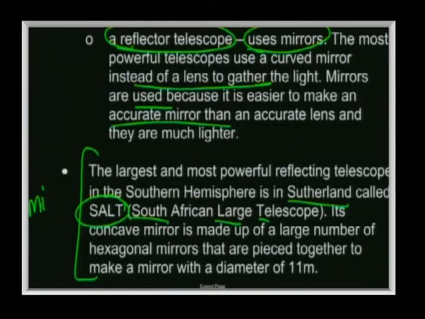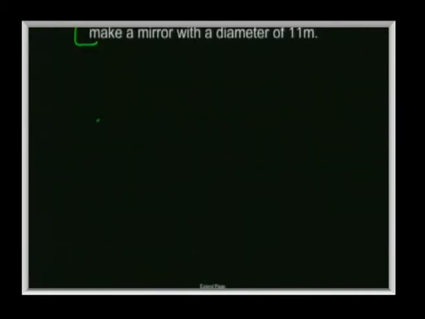Now this SALT telescope is a mirror telescope, or a reflective telescope. It is built by using large numbers of hexagonal mirrors. So what they have done is they've taken mirrors that have 6 sides, joined them together, similar to a beehive, and made a very large mirror that has a diameter of 11 meters. Now that would fit easily into a room, and that is then used to collect the light, and the light is then reflected onto a screen, and they can do research from there.